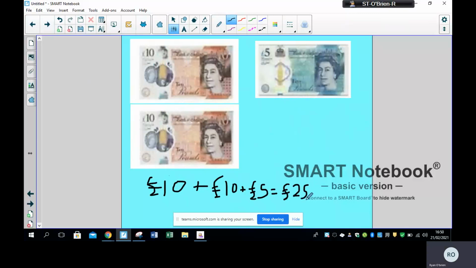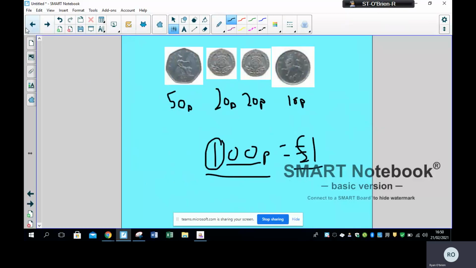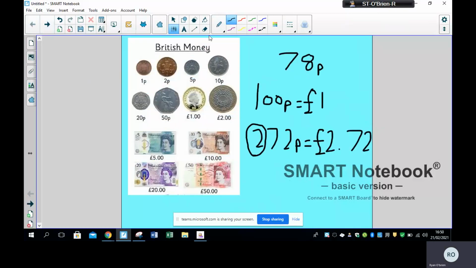So that's what you're going to be doing today. You're going to be looking at amounts of money. You're going to be adding them up to see how much is there altogether. It might be a good idea, just to help you, if you keep this up and you can look at this to remind you what the coins are.